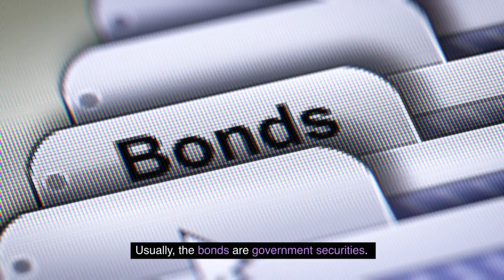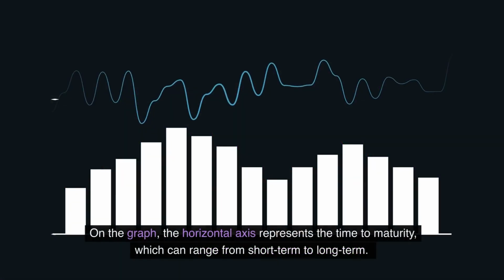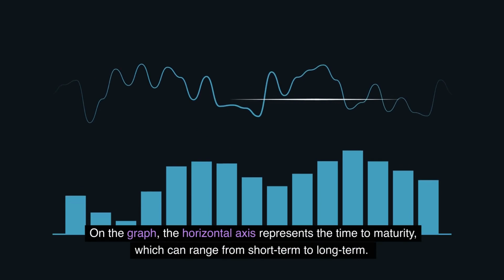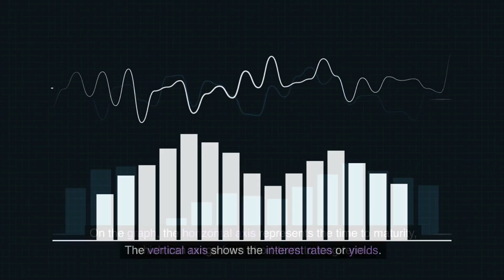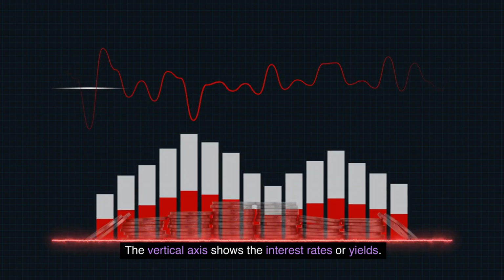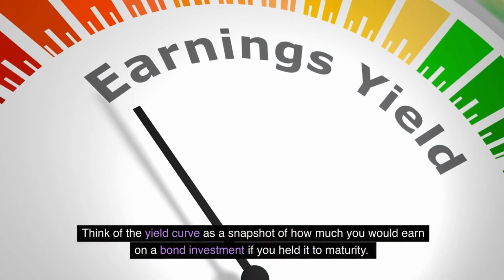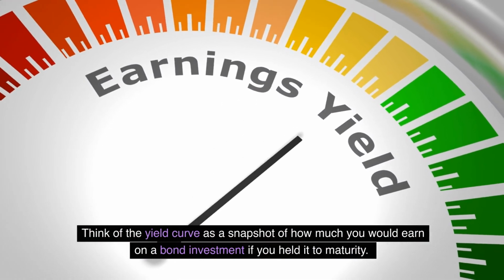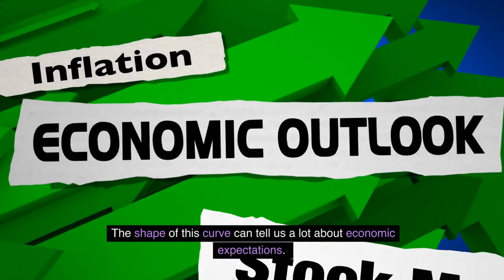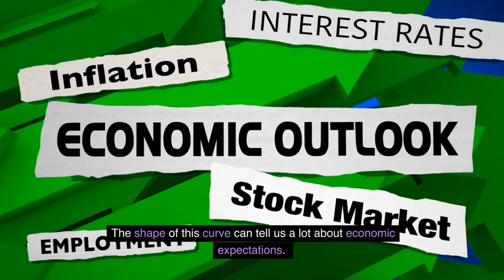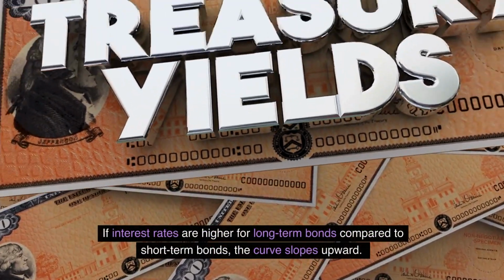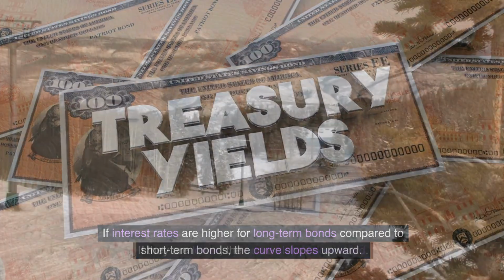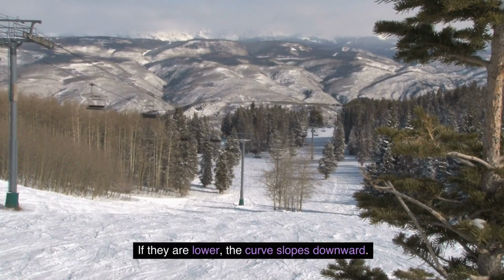Usually, the bonds are government securities. On the graph, the horizontal axis represents the time to maturity, which can range from short-term to long-term. The vertical axis shows the interest rates or yields. Think of the yield curve as a snapshot of how much you would earn on a bond investment if you held it to maturity. The shape of this curve can tell us a lot about economic expectations. If interest rates are higher for long-term bonds compared to short-term bonds, the curve slopes upward. If they are lower, the curve slopes downward.